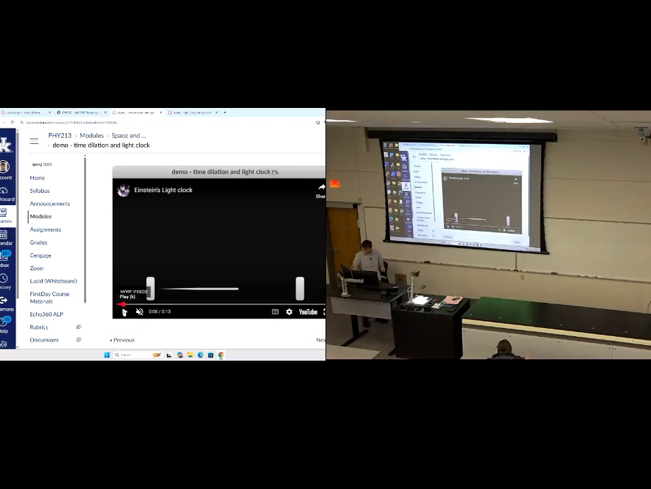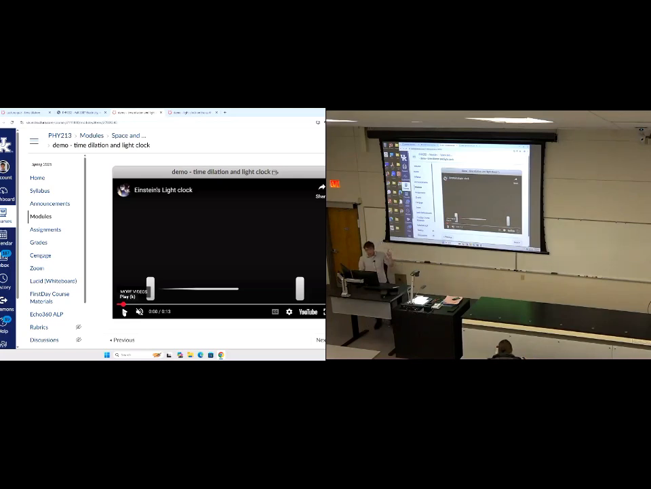A light clock is an arrangement where you've got two mirrors. There's a mirror over here on the right, a mirror over here on the left, and a pulse of light is sent between the mirrors. We're going to watch this pulse of light bounce back and forth between the mirrors, and one tick of a light clock is the time it takes to go from the left to the right and then back to the left. That's one tick. So you'll see this light clock ticking, and you can imagine what a tick of the light clock is.